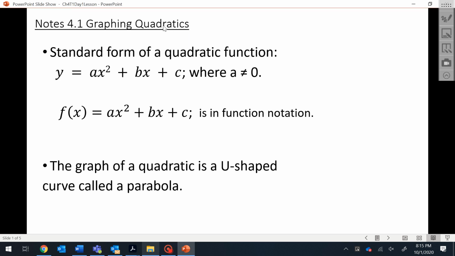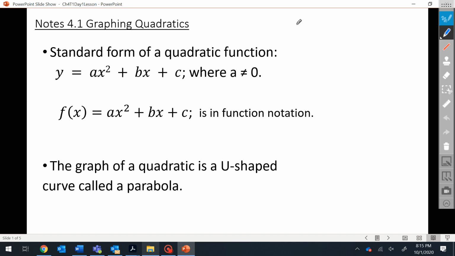Let's look at this. This will be chapter 4, topic 1, day 1. Let's try that again. Chapter 4, topic 1, day 1.